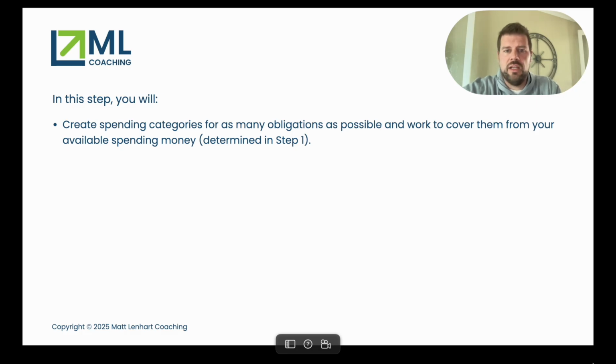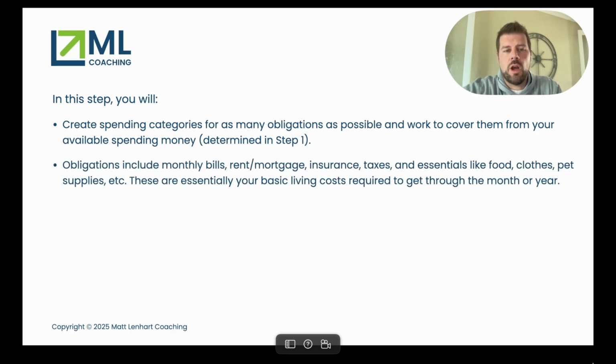So this is what we calculated in step 1. And our obligations will include anything that we need to get through a month or a year. So if we were to have a situation where we had to cut down all of our spending to just our basic living costs, these would be it.